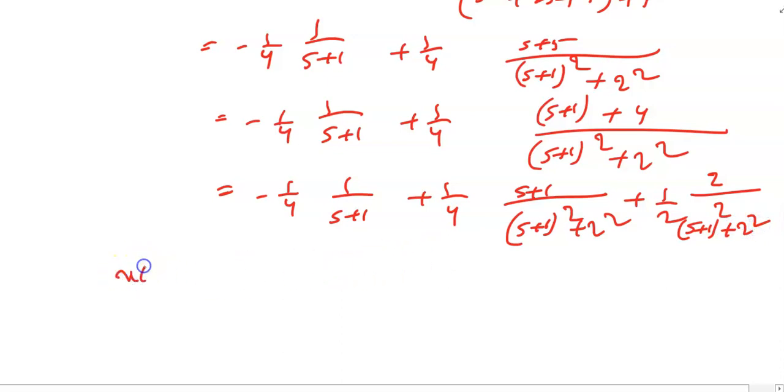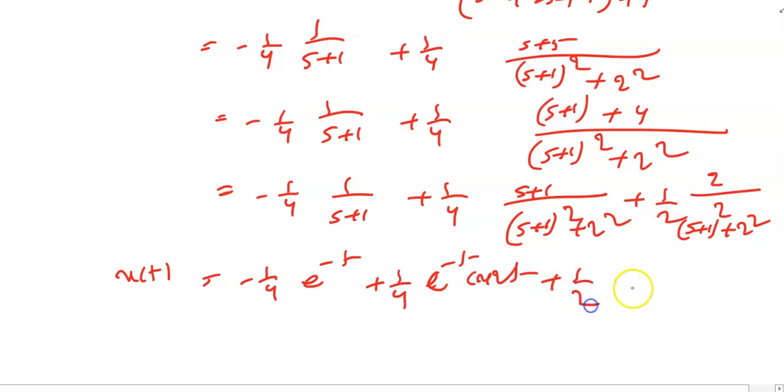Now you can write x of t equals minus 1 upon 4 e to the power minus t plus 1 upon 4 e to the power minus t cos 2t plus half e to the power minus t sin 2t, for t greater than or equal to 0. Okay, hope the process is clear.